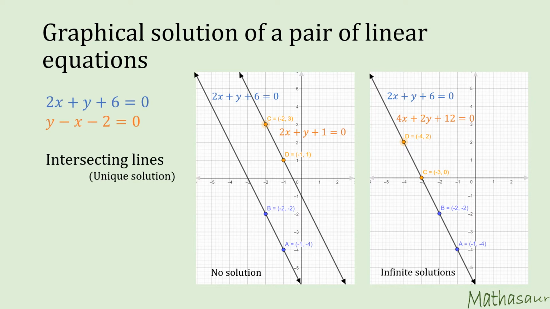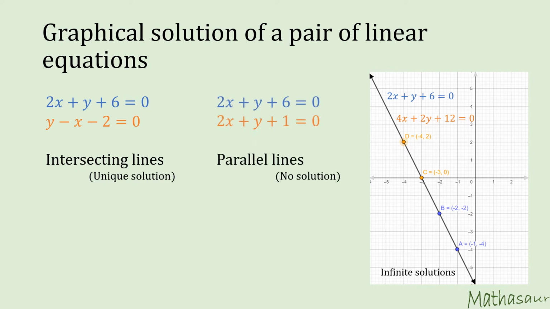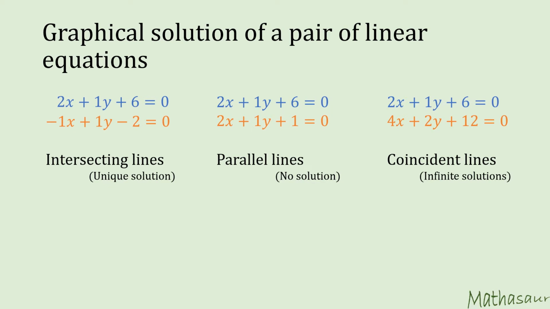So intersecting lines have a unique solution. Parallel lines have no solution. And coincident lines have infinite number of solutions. Let us look at the coefficients a, b and c in each of these cases. Now let us look at the ratios of these coefficients. Let us look at a1 by a2, b1 by b2 and c1 by c2 in each of the cases. We see that none of the ratios are equal to each other.